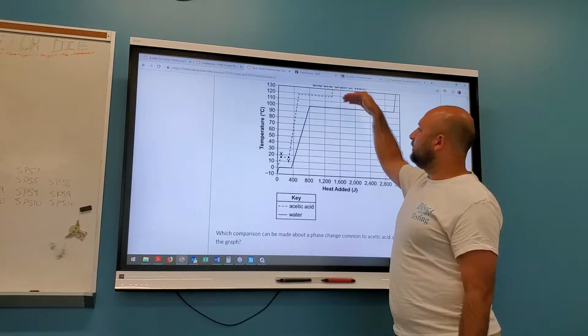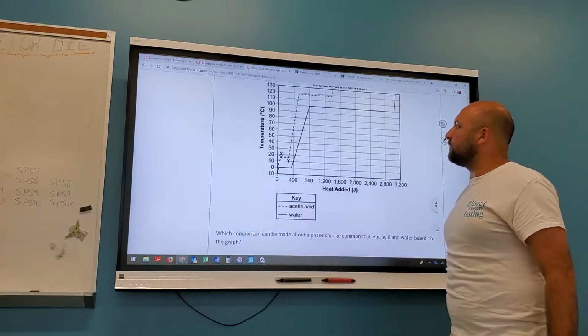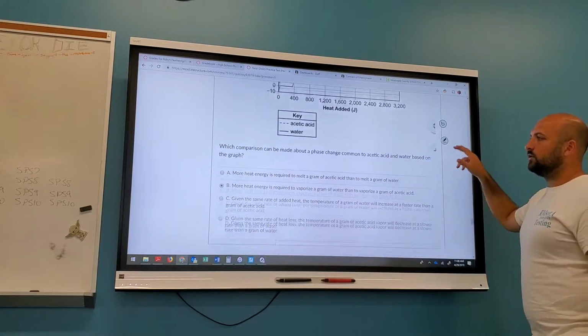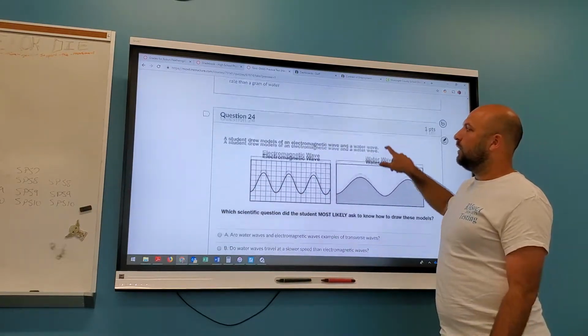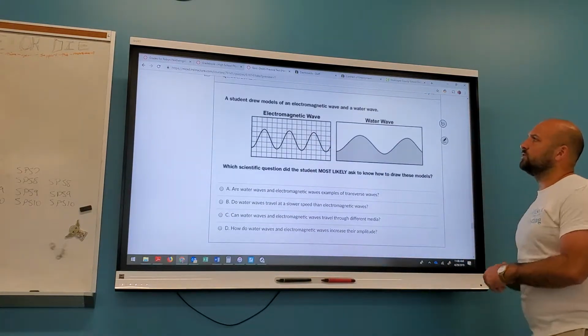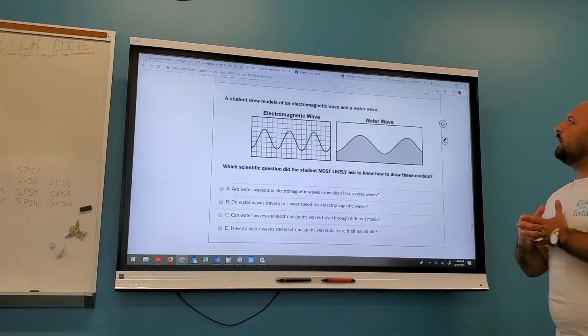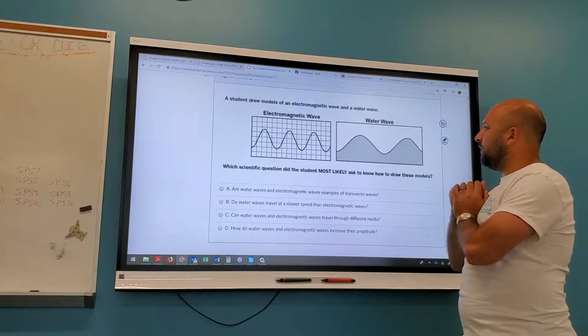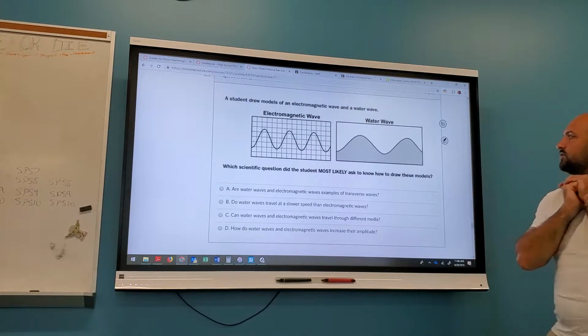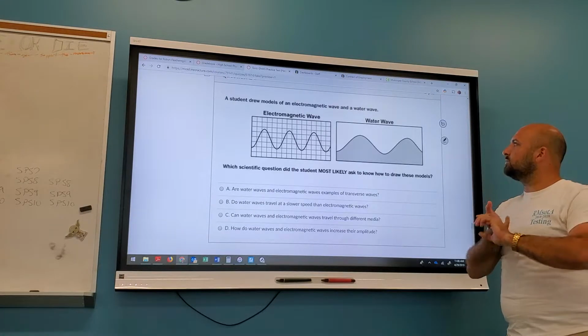No. Not only will it increase temperature faster, it will decrease temperature faster in reverse direction. So those would be two bad answers. All right, 24. A student drew models of an electromagnetic wave and a water wave. Which scientific question did the student most likely ask about how to draw these models?